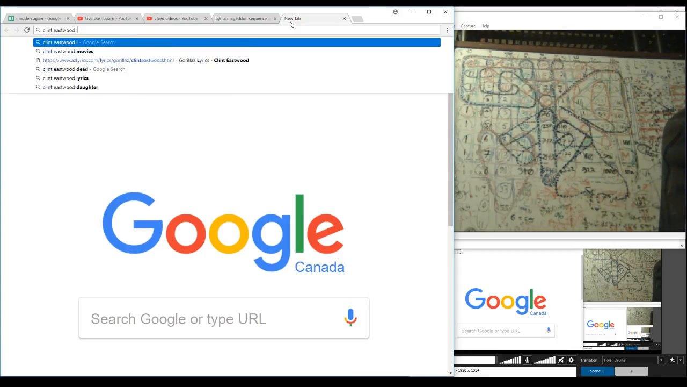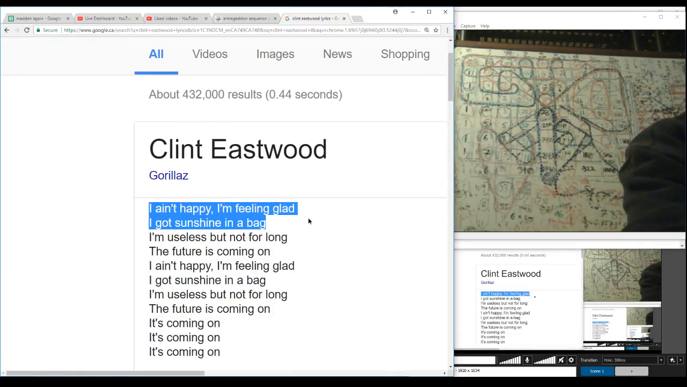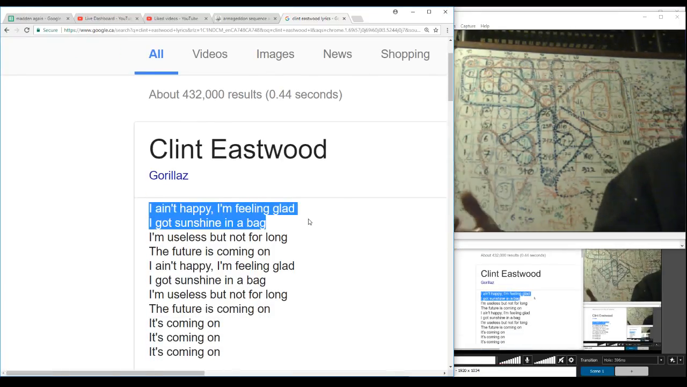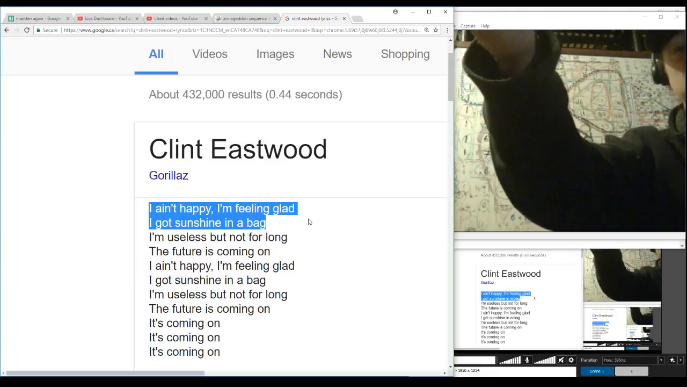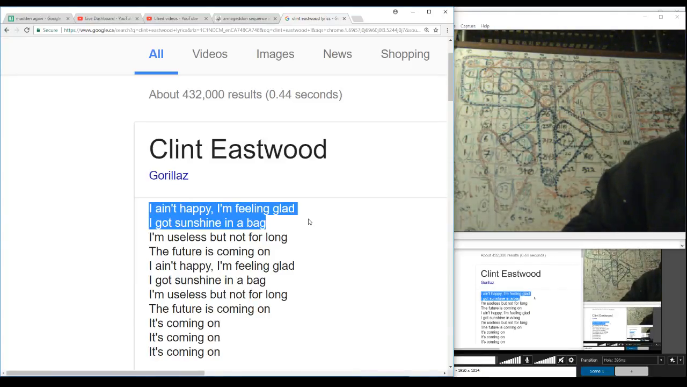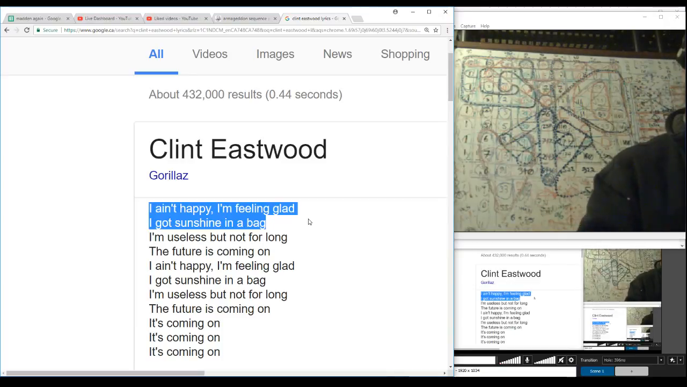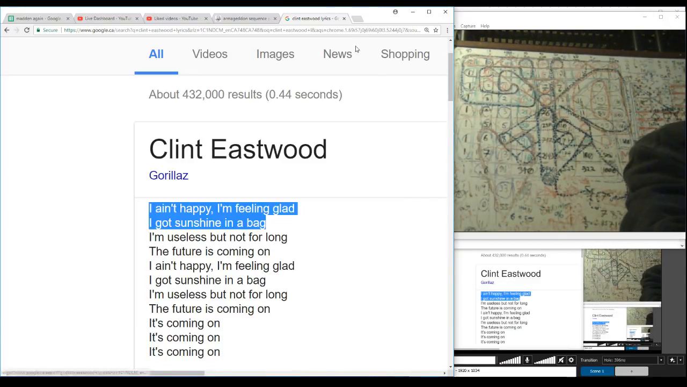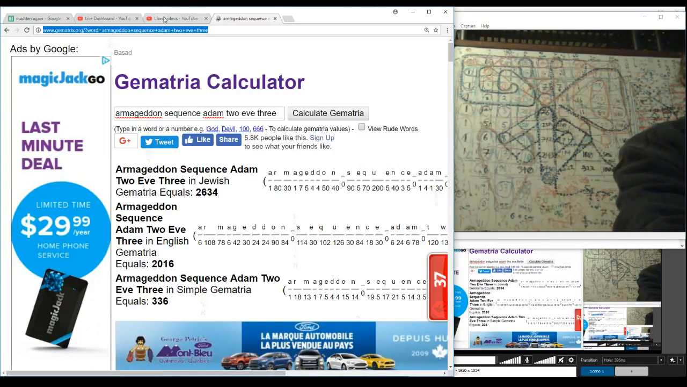Clint Eastwood. Yeah, I ain't happy. I'm feeling glad, I got sunshine in a bag. To me, what that means is that he's got a fish named Sunshine and transferred it from his fish bowl to a bag because the bowl's being cleaned or something, or he's moving, or he's like Bill Murray from What About Bob, and he decided to wear his fish around his neck at the core of his chest. I got sunshine in a bag. Okay, that's what I hear. Someone brought that up to me. They said right away they could hear a fish.